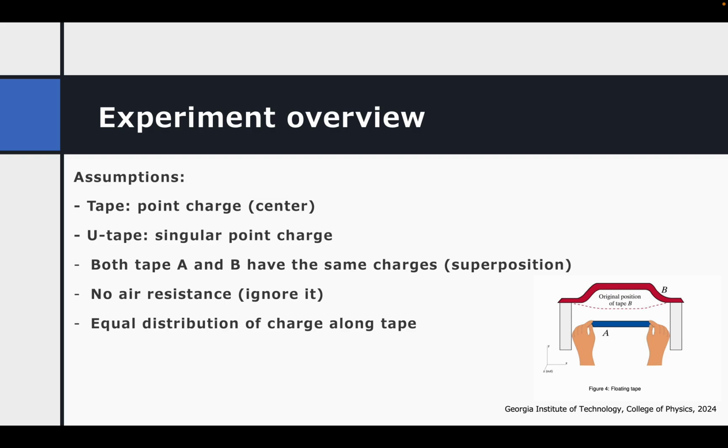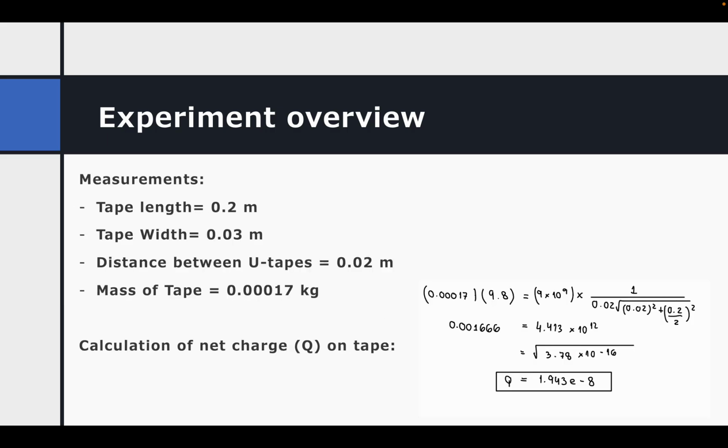Now the procedure was to stick a base tape on our surface, so the desk, and we then got two pieces of U-tape that measured 20 centimeters by sticking those to the base tape. We then test the traction by hanging the U-tape vertically from the edge of our desk and holding our hand close to it. These were my measurements for the tape length, width, and mass, and the distance between the two U-tapes. And at the bottom you can see my calculation for the net charge Q on the tape.